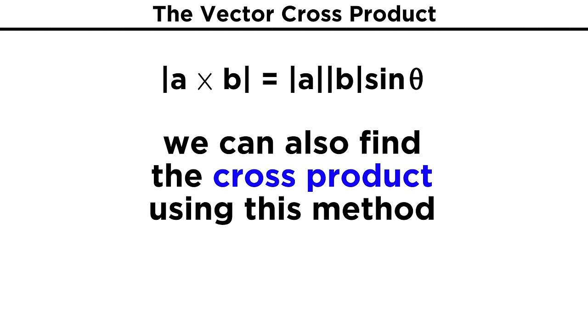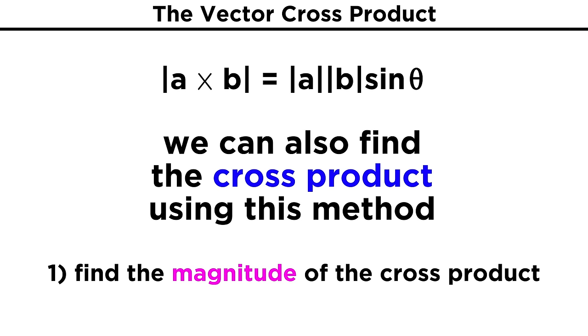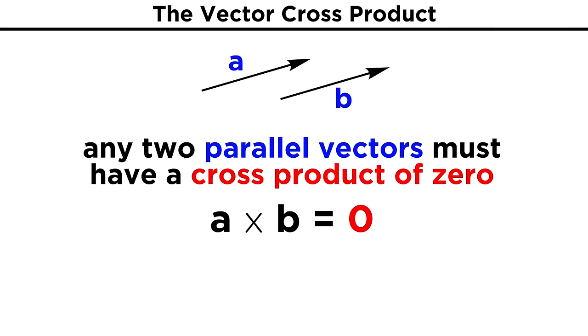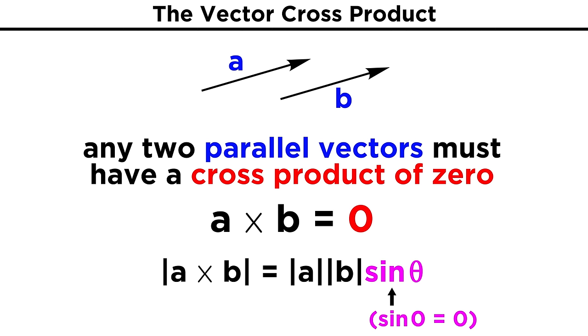This definition can also be used to find the cross product of two vectors, because magnitude and direction are the two pieces of information conveyed by any vector. And if we calculate the magnitude of the cross product this way, and then determine its direction by using the right-hand rule, we can therefore accurately define this cross product. From this method, we can also arrive at another truth, that any two parallel vectors must have a cross product equal to zero. That's because parallel vectors have an angle of zero between them, and the sine of zero is zero. So the whole cross product, according to this expression, must go to zero.